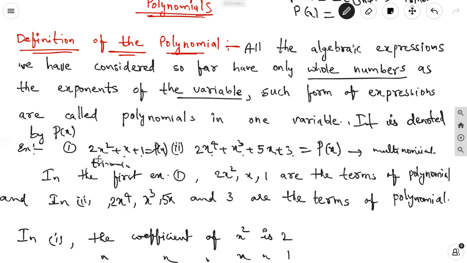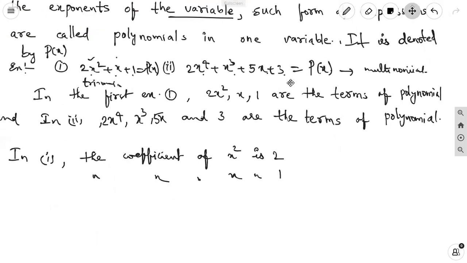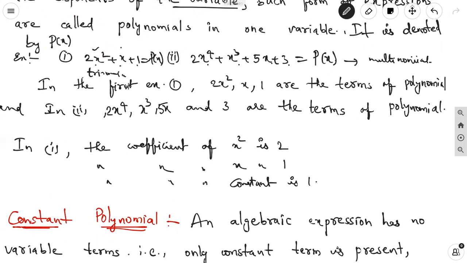Okay. In this first example, what are the terms? 2x squared, x and 1 are the terms of the polynomial. In the second example, 2x to the power of 4, x cube, 5x and 3 are the terms of the polynomial. And again we can discuss, in the first example, what is the coefficient of x squared?